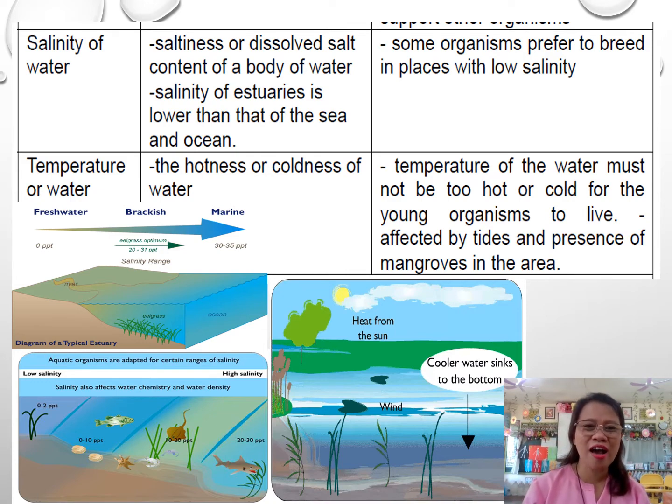Okay, next we have temperature of water. The hotness or the coldness of water. Ang kainiton or ang kabugnawon sa water. Now, temperature of the water must not be too hot or cold for young organisms to live. Sakto-sakto ra. Dili kaayo init, dili kaayo bugnaw. This is affected by tides and presence of mangroves in the area. That is why mangroves are very helpful to fishes.